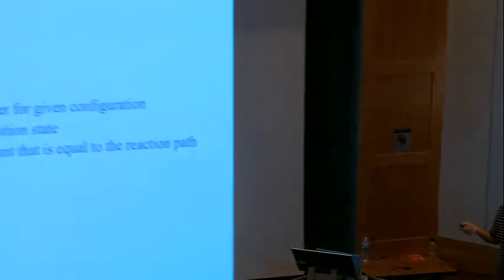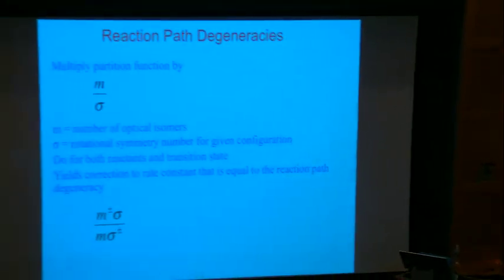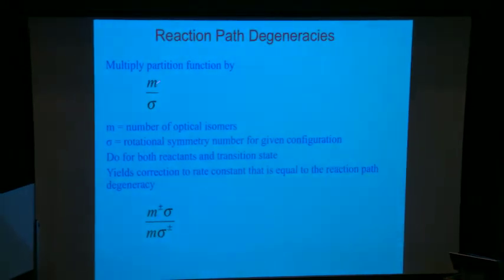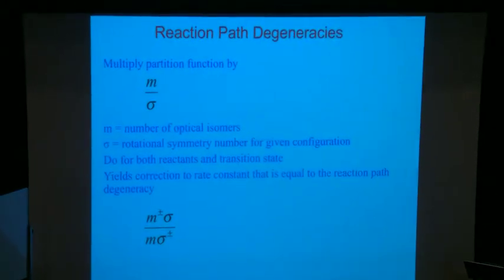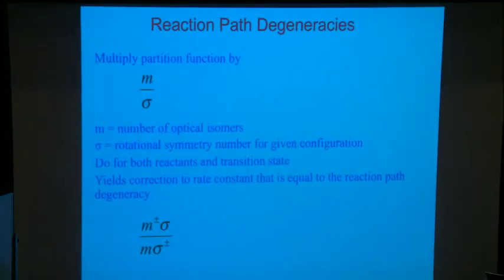So now I've got 6 for this factor for the reactants, 2 for the transition state. I take the ratio of those. I've said it in reverse. It's 1 over 6, 1 over 2. Anyways, it ends up being a 6 over 2 correction factor of 3, which is this reaction path degeneracy.